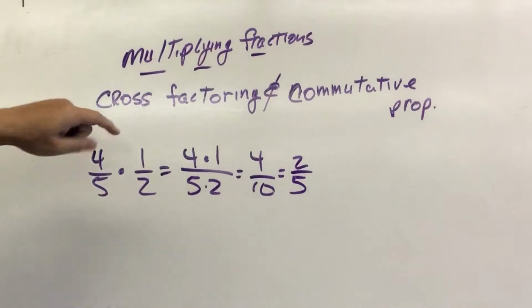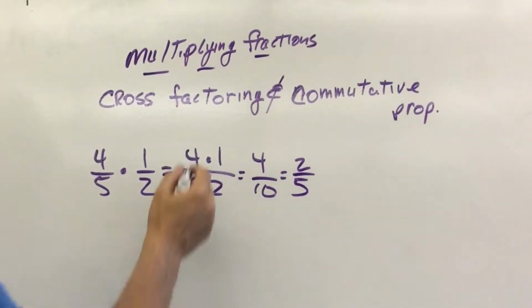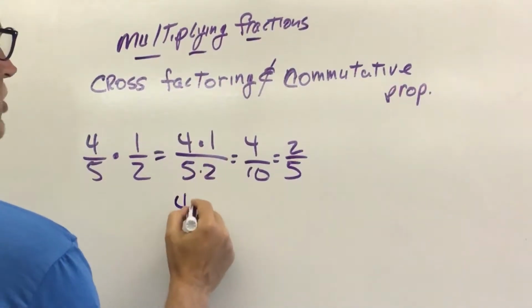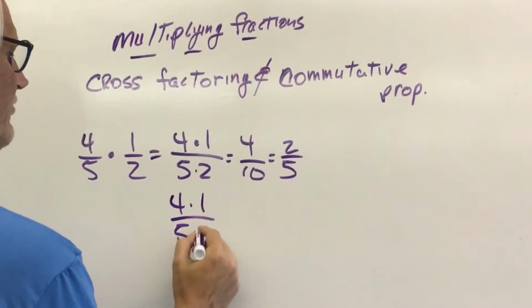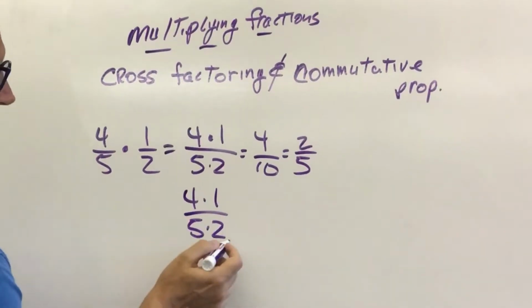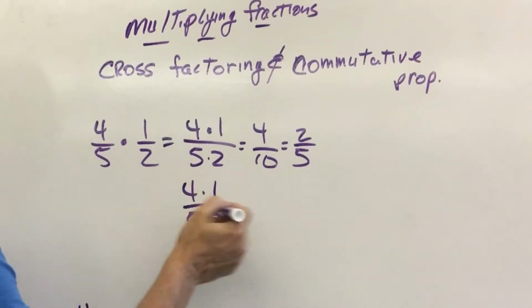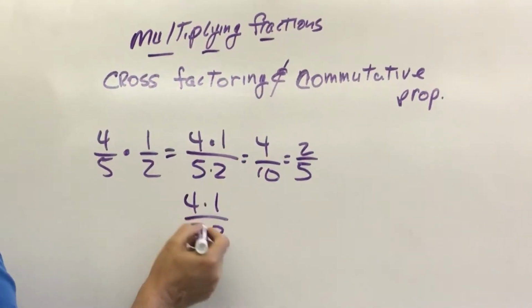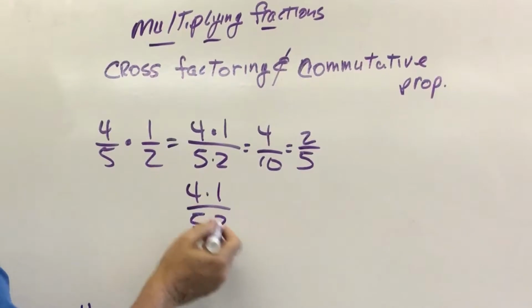Now the next one we're going to use cross-factoring, so I'm just going to write this right here, 4 times 1 over 5 times 2. And we can see right here we have 4 and 2. And we could simplify that before we find our product. So I know that 2 can go into both 2 and 4.